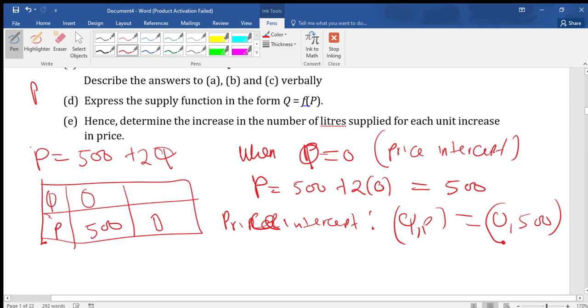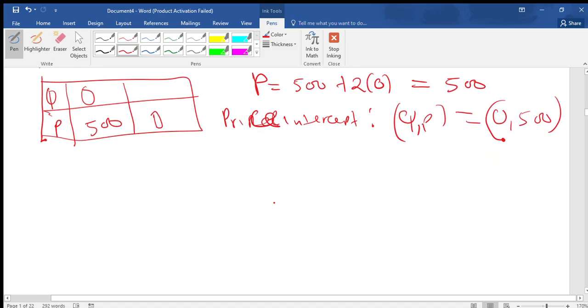And then the other concept is what is happening when P is equal to 0. So from the same function, P equals 500 plus 2Q. When P is equal to 0, this is 0, this is 500 plus 2Q.